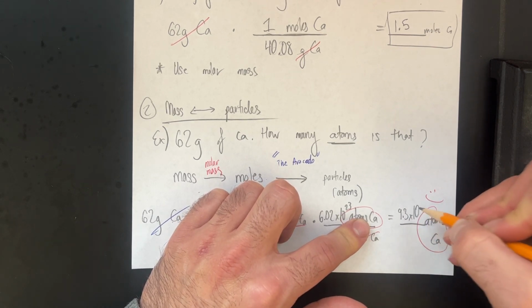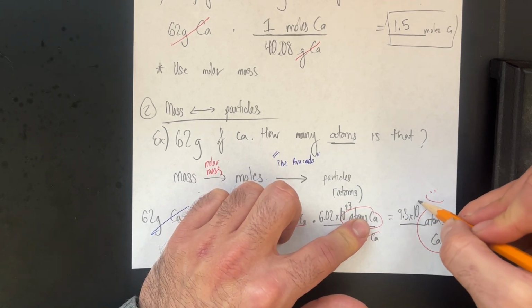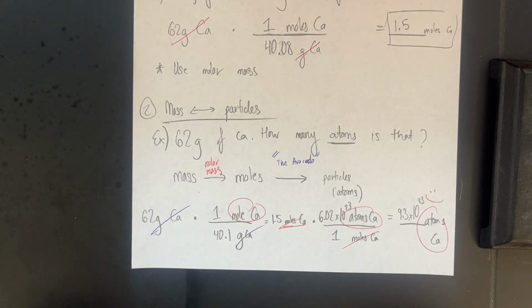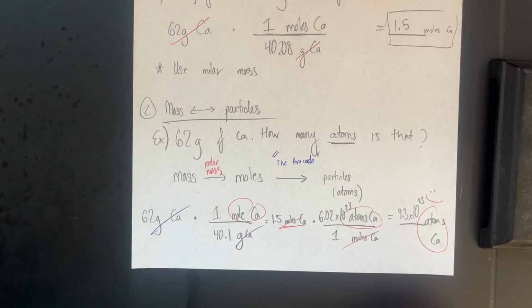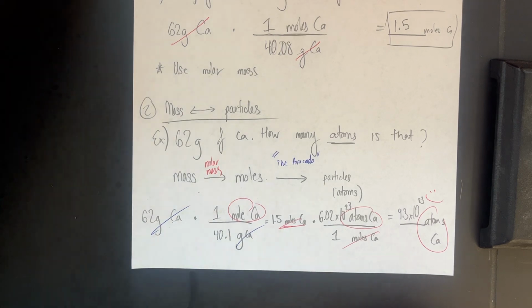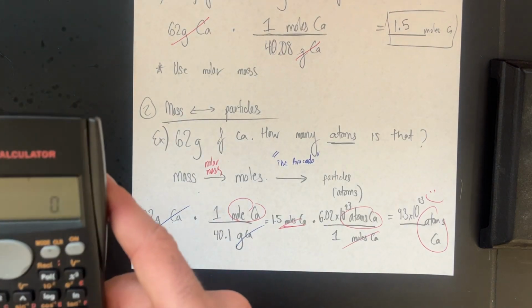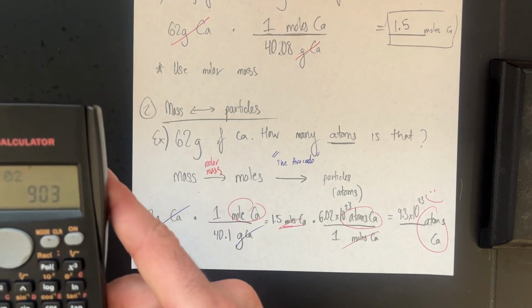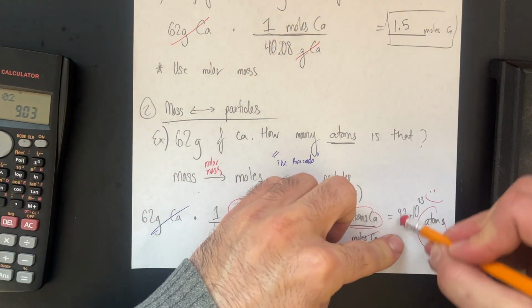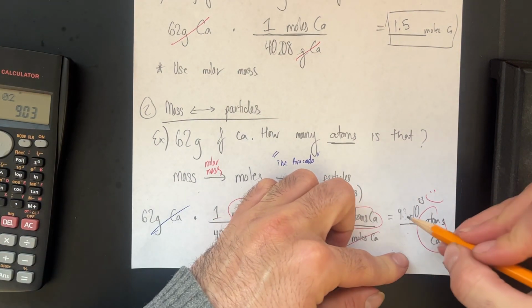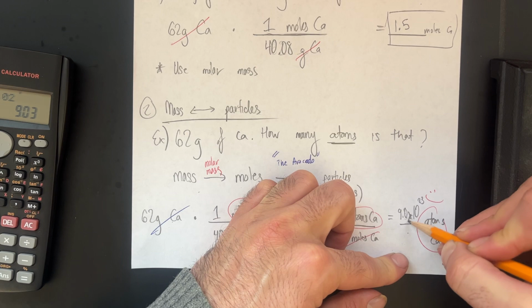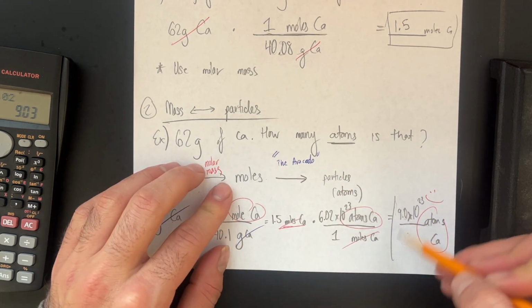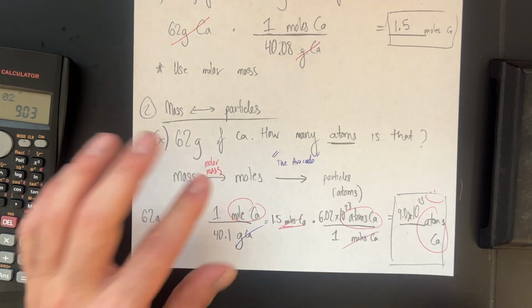And so if you put this in your calculator, what you should get is 9.3 times 10 to the 23. Let me just check my work there. Yeah, I think that's correct. Let me just put that into the calculator. Oh, sorry, it's 9.03. Okay, that looked wrong. So you can put 9.03 or 9.0, but yeah, that's good. 9.0 times 10 to the 23 atoms of calcium.